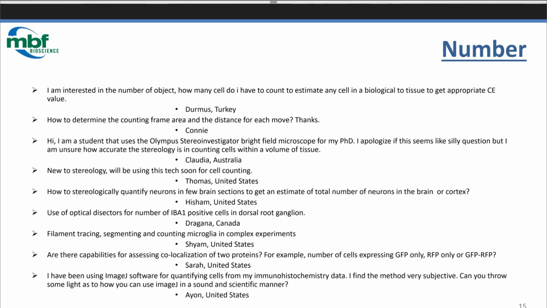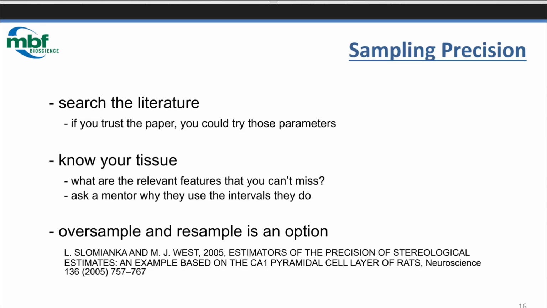Claudia says, hi, I'm a student that uses Olympus Stereo Investigator Bright Field Microscope, working on becoming a research doctor. I apologize if this seems like a silly question. This does not seem like a silly question to me, Claudia. It's very important. I'm unsure how accurate the stereology is in counting cells. So in other words, people may know how to count cells, but the question is, how many do we count? And that has to do with your sampling precision.